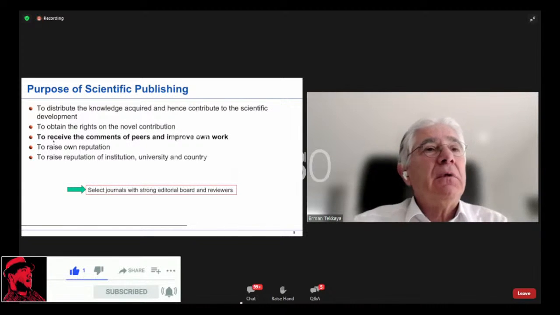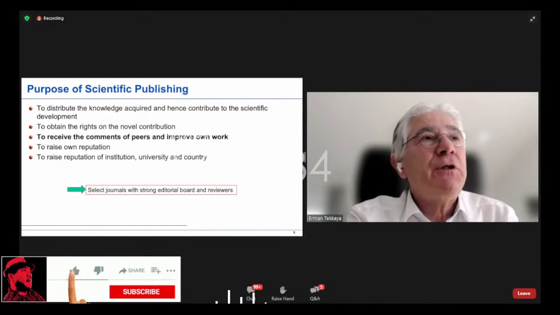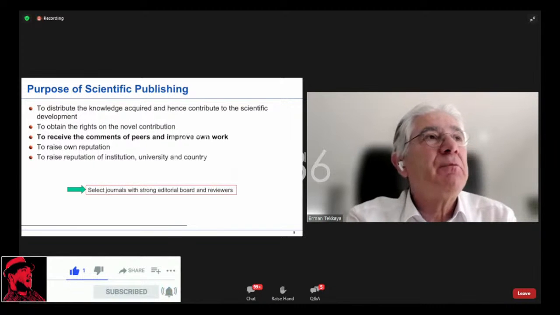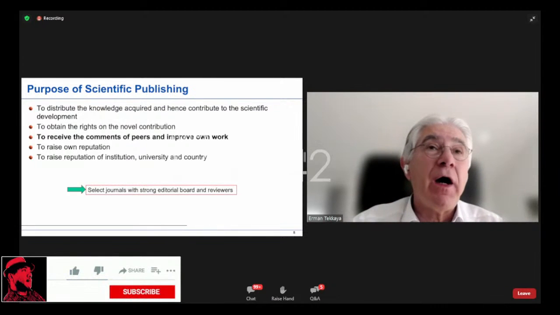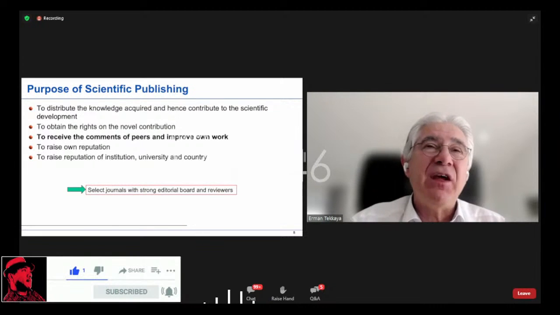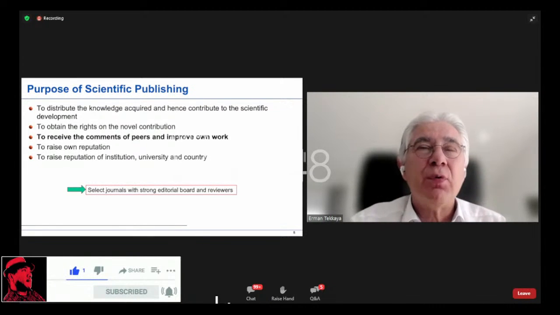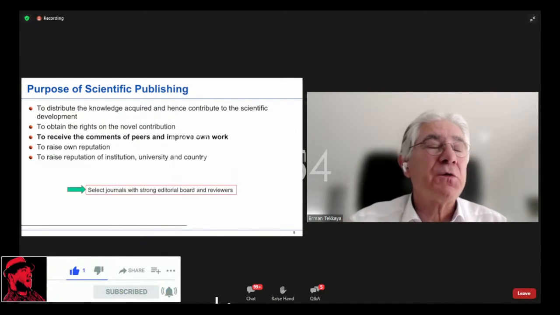Okay, and then if you have all that, you might have the wish to publish. And scientific publishing can have different purposes. One purpose is to distribute the knowledge acquired and hence contribute to the scientific development. I think this is one of the most important purposes. We would like to contribute to the level of science in the world.